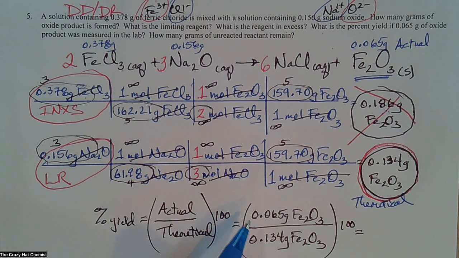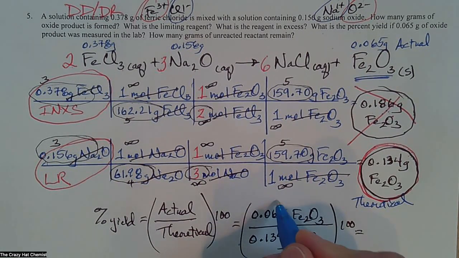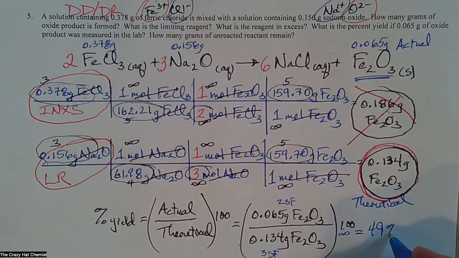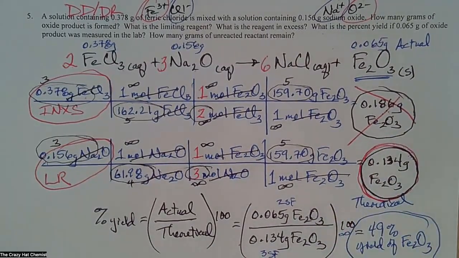Okay. So just to make sure, the actual is the number on the top. That is the number that's given in the problem. The theoretical is the number on the bottom. That's calculated. Theoretical is always calculated. This has two significant figures. This has three significant figures, and there's an infinite number of significant figures in the 100 there. So I'm going to take 0.065 divided by 0.134 times 100, round that to two significant figures, and I'm going to have 49% yield of Fe2O3. And that is my percent yield.